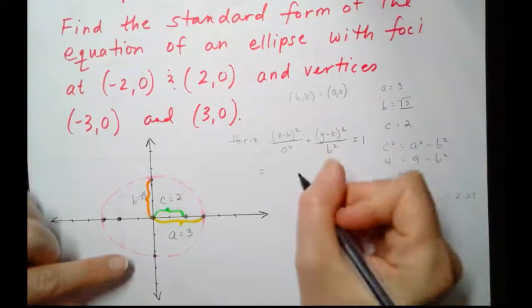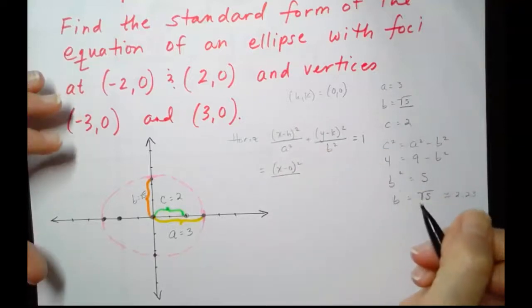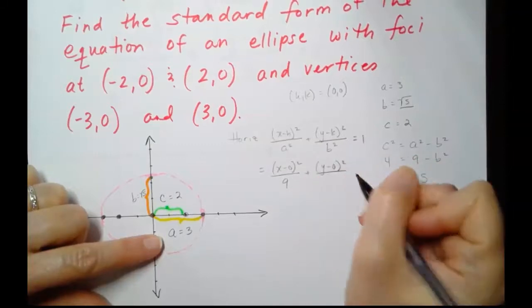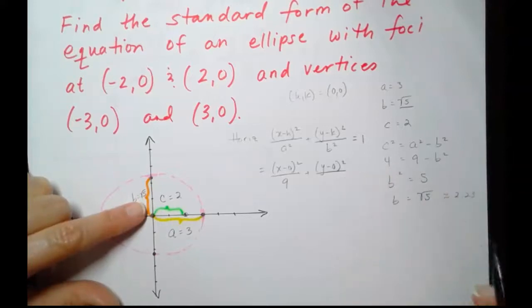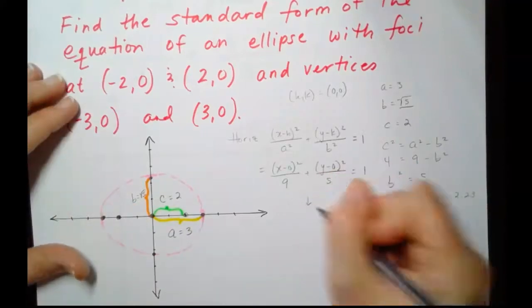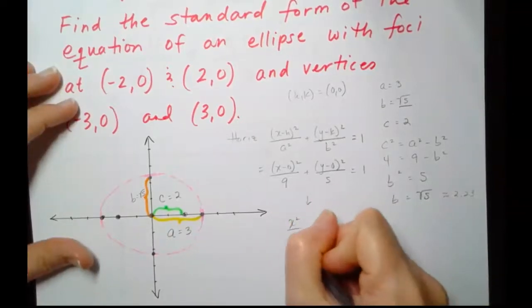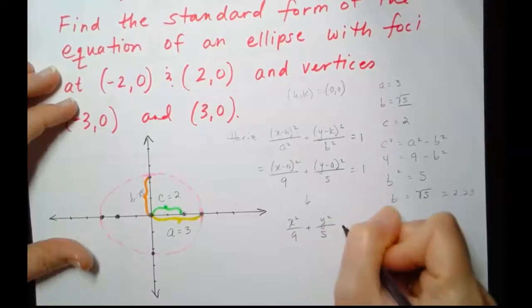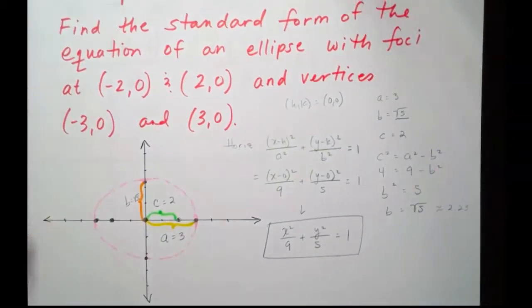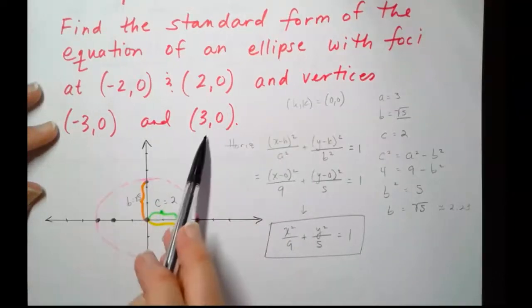Okay, so x minus 0, and we'll just plug in everything so we can be sure to see everything here, over a squared, 3 squared is 9, plus y minus 0 over b squared, b is root 5, therefore b squared is 5, equals 1. And we can just tidy that up, get rid of those zeros because x plus 0 is the identity, so x squared over 9 plus y squared over 5, and that is the answer to the first one. That is the standard form of the equation of an ellipse with foci at (-2, 0), (2, 0), and major vertices at (-3, 0), (3, 0).